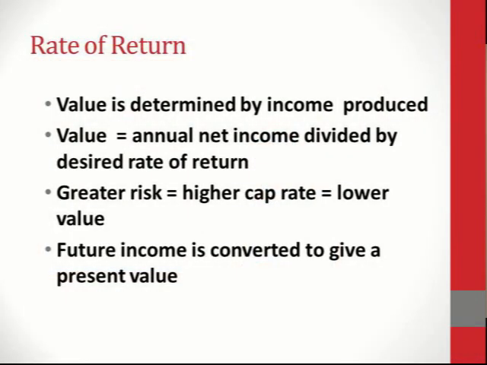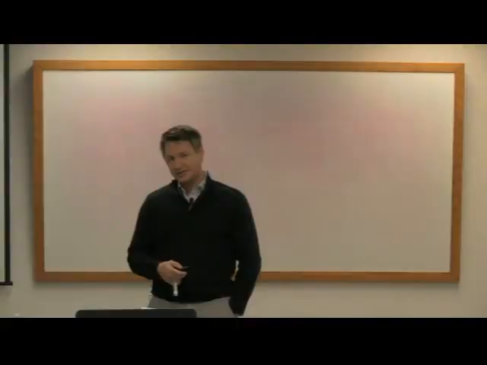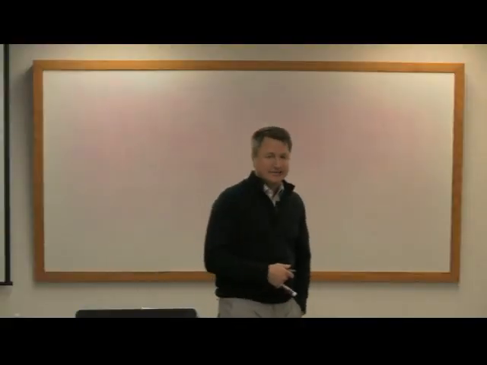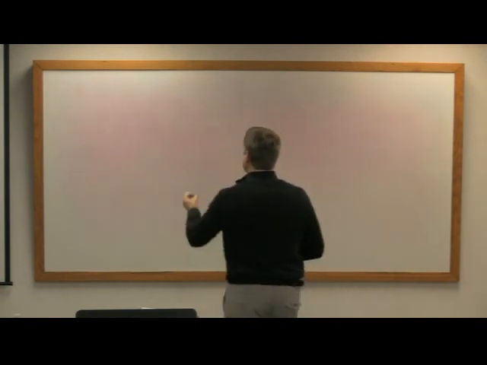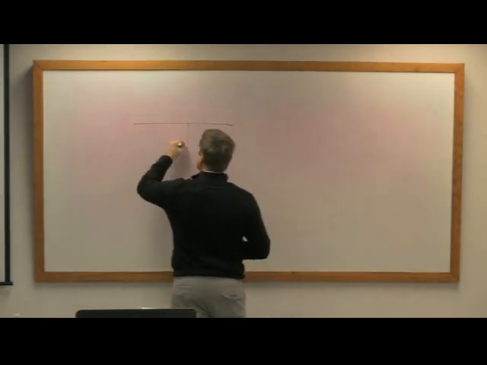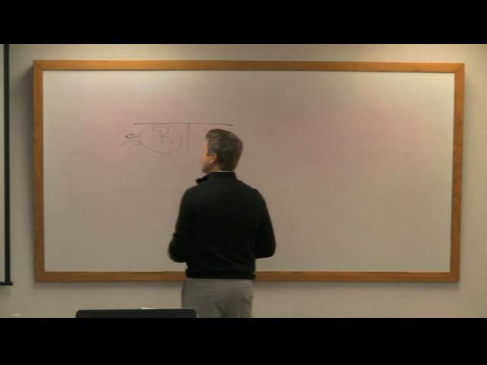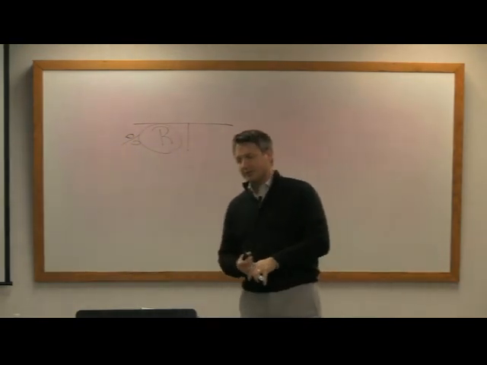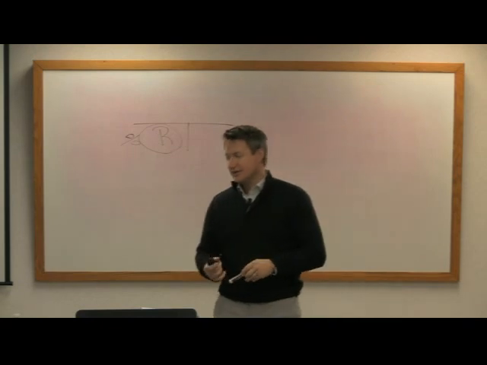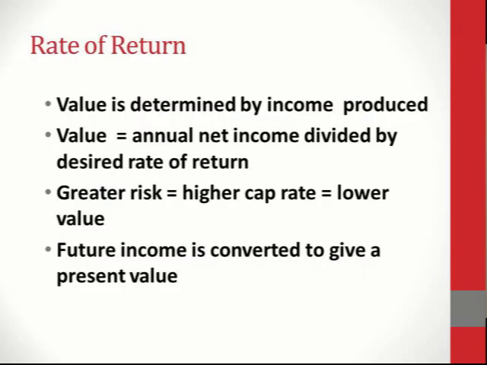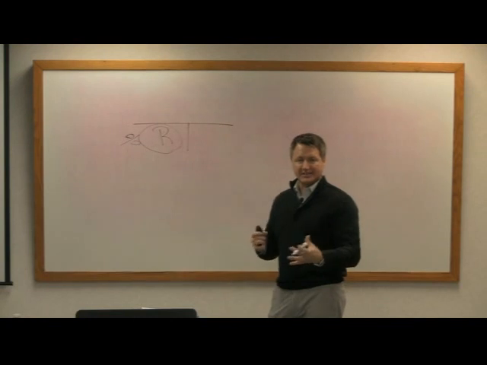Rate of return, this is going to tie in with our ERV formula that we looked at earlier. And remember that the bottom left of that ERV formula is rate. And it's always going to be in the form of a percent. So that's rate. That's our rate of return. And our value is determined by the income produced. Value equals annual net income divided by the desired rate of return. You'll see that on the second bullet point. You may see things like that on a test that are written out in a sentence type format.